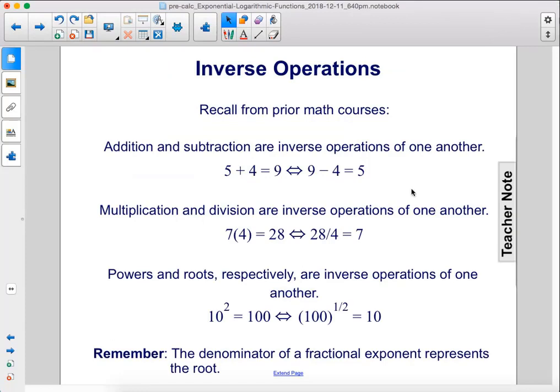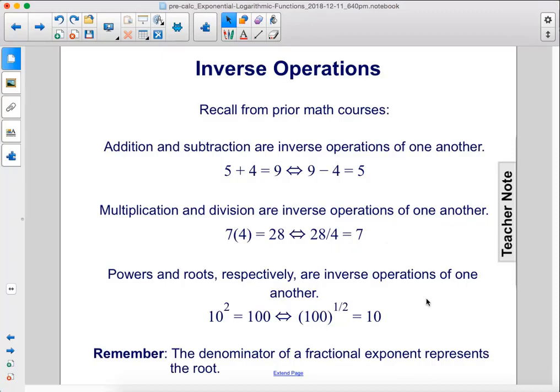Recall from prior math courses, addition and subtraction are inverse operations of one another. 5 plus 4 equals 9, and 9 minus 4 equals 5. Multiplication and division are inverse operations of one another. 7 times 4 equals 28. 28 divided by 4 equals 7.